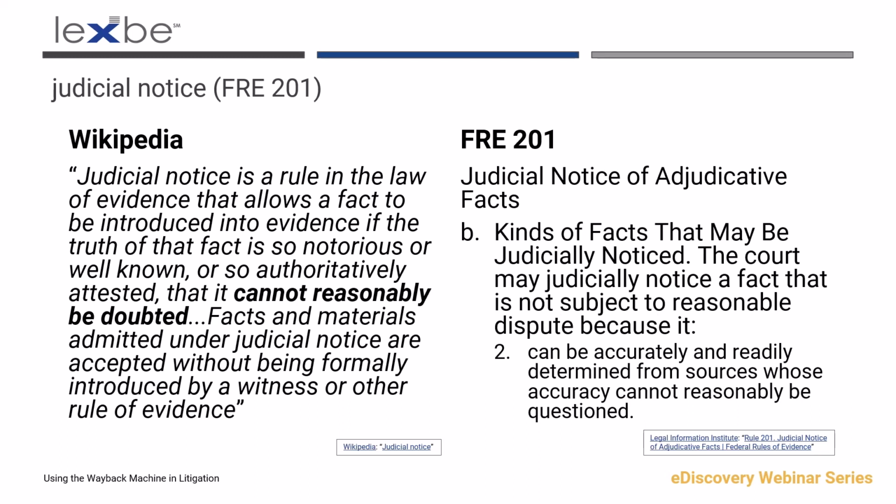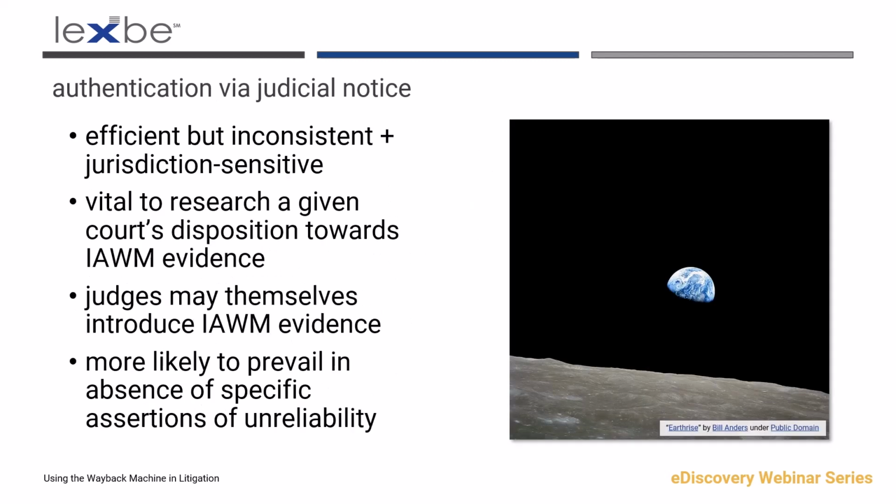A refresher on judicial notice. Rule 201 of the Federal Rules of Evidence provides for judicial discretion in the admission of evidence whose authority or veracity is so well established as to not be subject to reasonable dispute. Wayback Machine evidence has commonly been a subject of judicial notice.